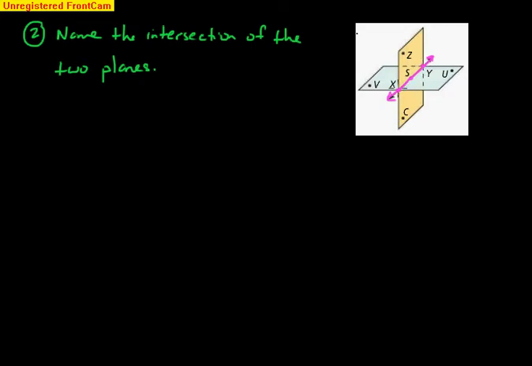So we have 3 points on this line, X, S, and Y. We can name the line with any 2 of those points. X, Y. And there we go. I could have called it SX, I could have called it SY. Any 2 of those points would work.